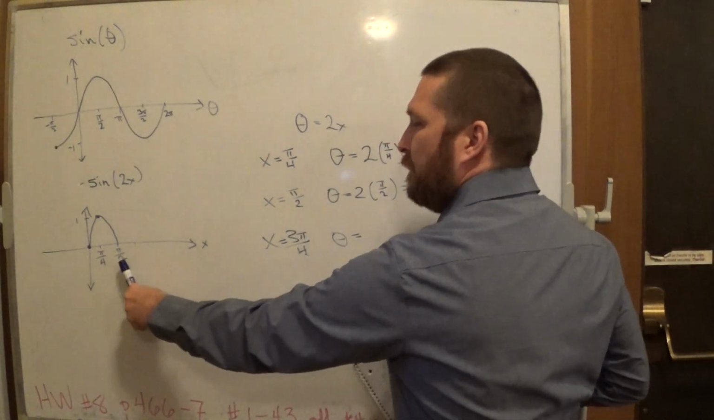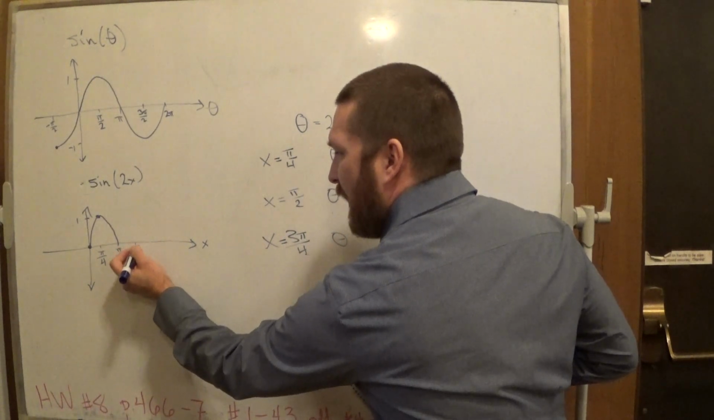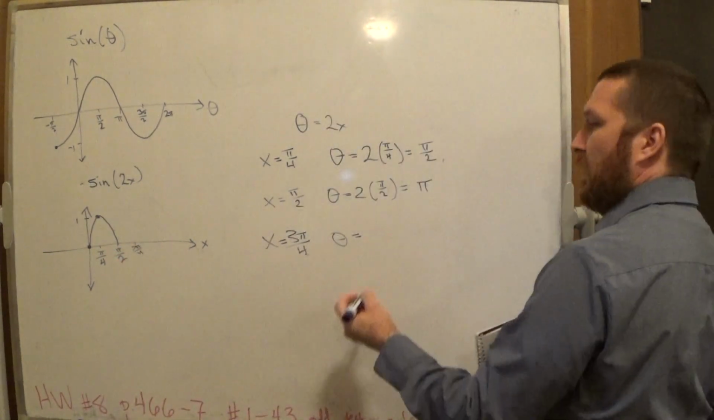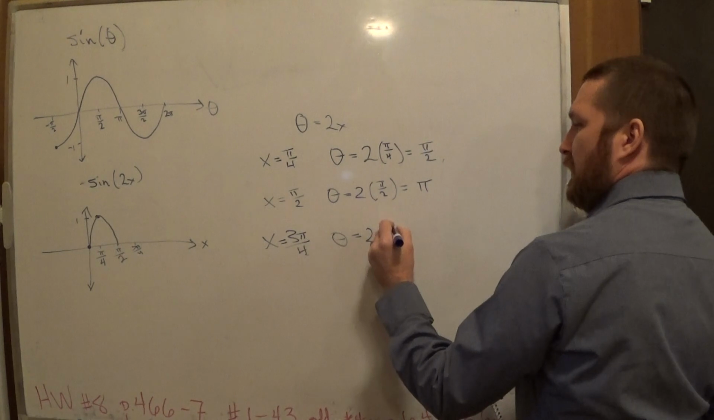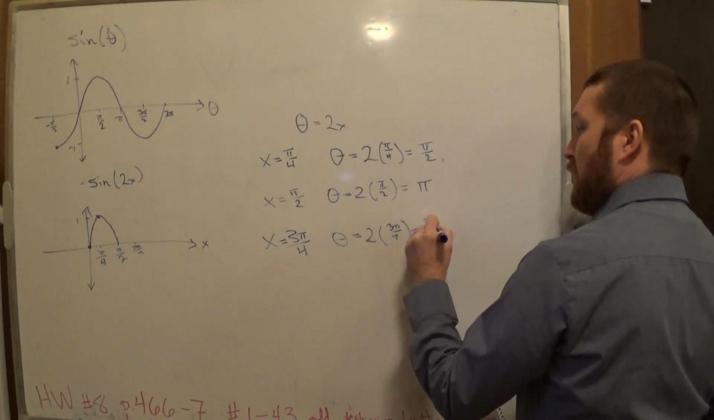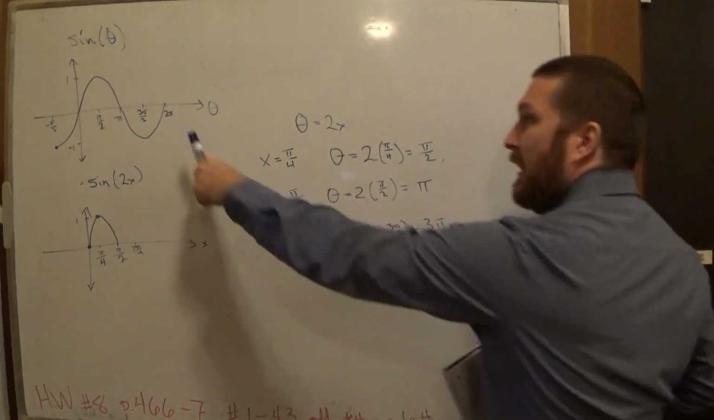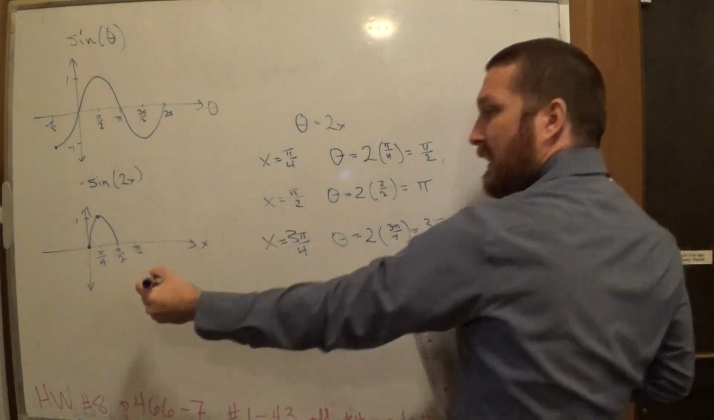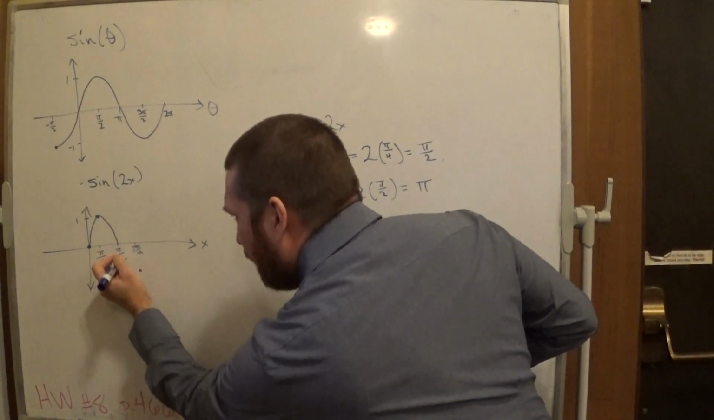1 pi over 4, 2 pi over 4. When you're at 3 pi over 4, theta is 2 times that amount. So 3 pi over 2, and that we know is -1, so this guy comes down.